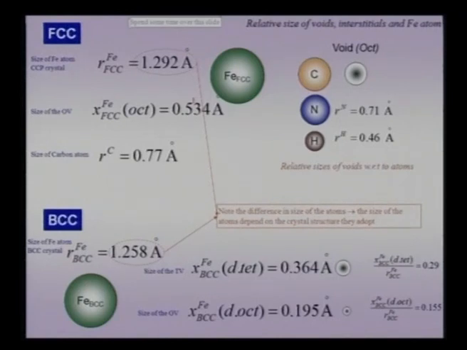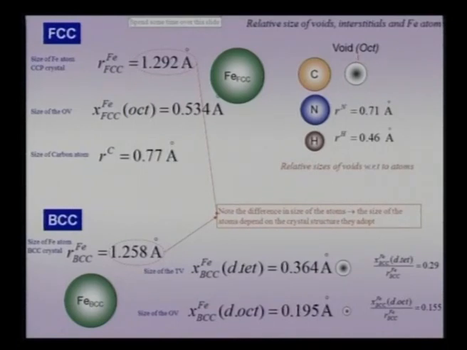Now let me locate the size of the carbon atom, and the size of the carbon atom happens to be 0.77 angstroms, which is drawn here to relative scale with respect to the green iron atom shown. Now the size of the octahedral void in the FCC crystal is also shown here for relative size, and as you can see, the carbon atom is bigger than the octahedral void size. So this is my octahedral void size, which happens to be 0.534 angstroms, while the carbon atom is 0.77 angstroms. Therefore, the void is smaller than the size of the carbon atom.